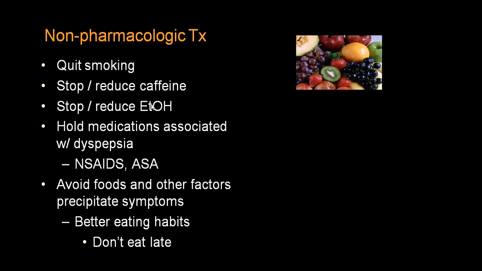Non-pharmacological therapy, we usually call lifestyle modification, like quit smoking, reduce caffeine, particularly tea and coffee, and alcohol. You should stop alcohol. Medications like NSAIDs, aspirin, steroids, bisphosphonates, etc. should be avoided depending upon the conditions. Then certain foods which aggravate acid production should be avoided. Don't eat late, and don't eat and go to bed immediately.